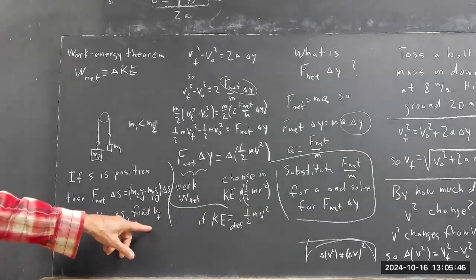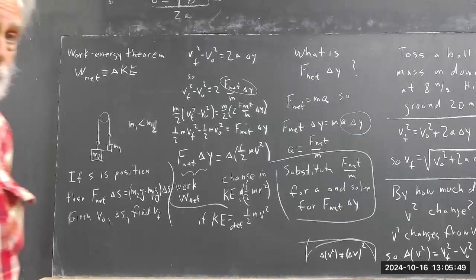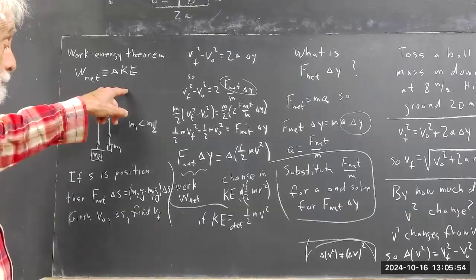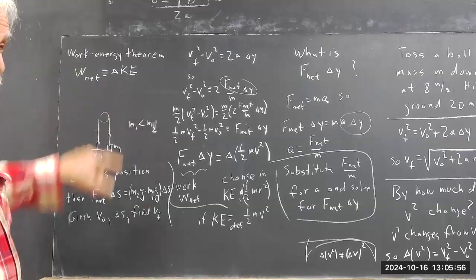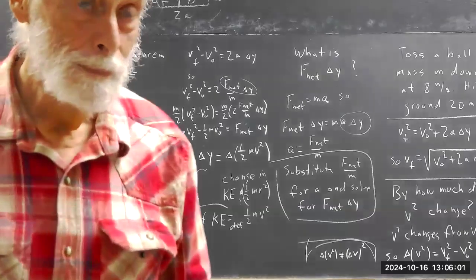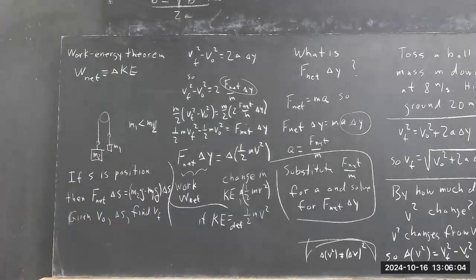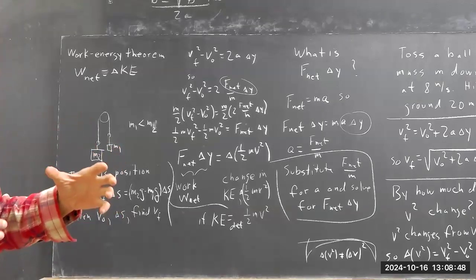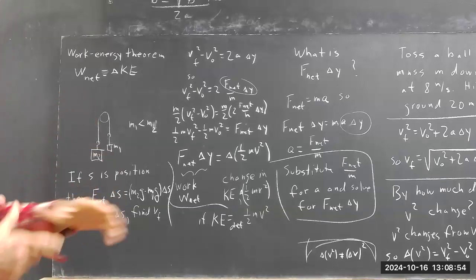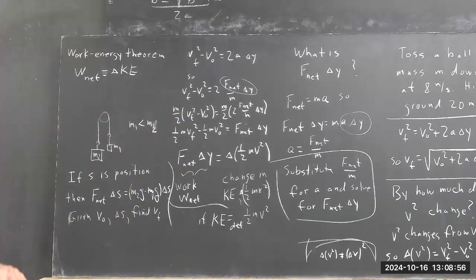Now, if we give V naught and delta S, and we find VF using this, you can certainly do it using equations of motion. But what I want to show you is it's very much easier to do it using the work energy theorem. Now this is unfamiliar, we're trying to get a clear focus on something that comes out of all this, and it's not that difficult. You're going to do it.